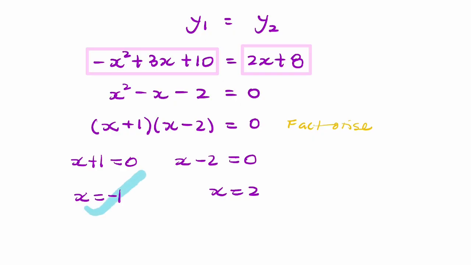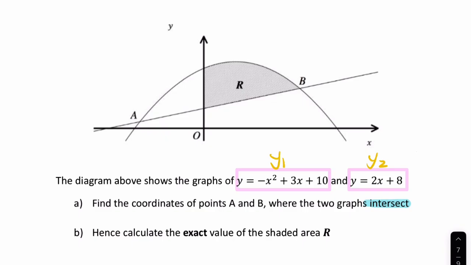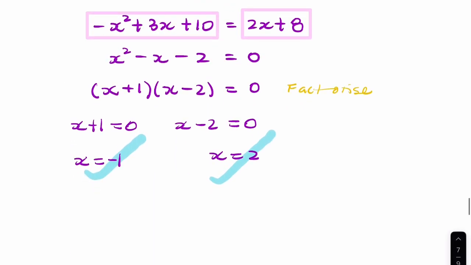So x equals -1 and x equals 2. That essentially means the x coordinates of our two points here. So A would be where x is -1 and B would be where x is +2. So this would be at A and that would be at B. So that's the first part of the question.